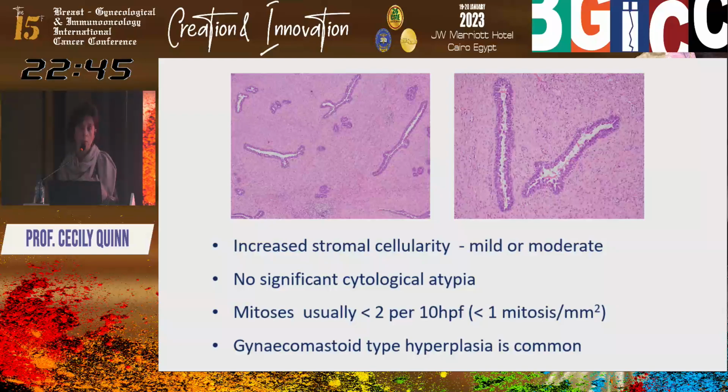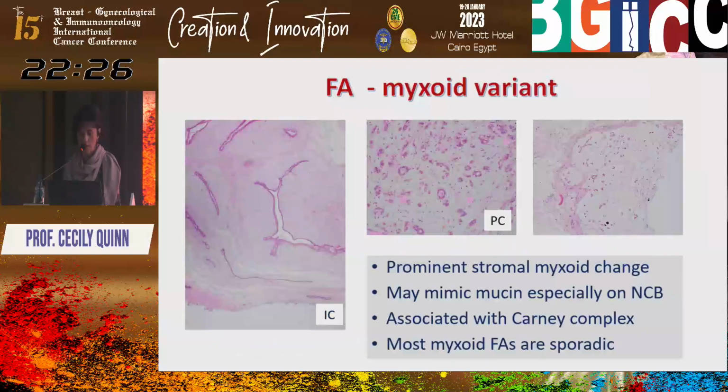So again, if we're confident of the diagnosis on core biopsy, we would say B2. However, these are often very large. They're very uncomfortable for the patient. The patient is young. So very often they are excised, not because of the pathological findings, but because of the clinical findings. So again, putting all the information together.